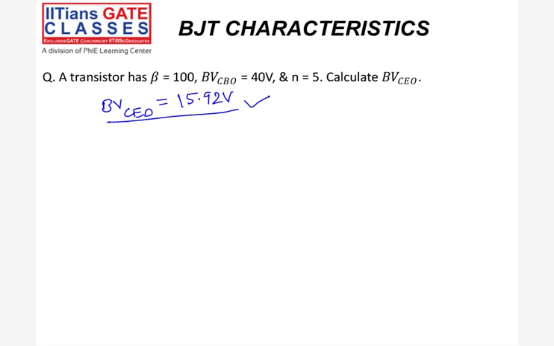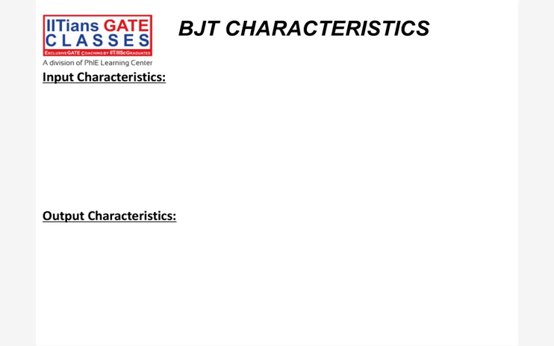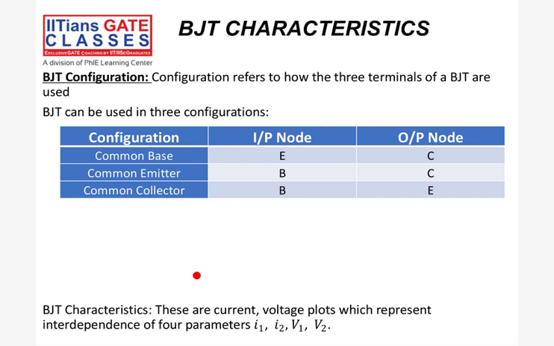So how the early effect changes things, we can see here now. This is my next topic, BJT configuration. Here we can see BJT configurations. We have three configurations: common base, common emitter, and common collector. Configurations refer to how the three terminals of a BJT are used. We have three terminals, and how we use these three terminals is referred to by configuration.